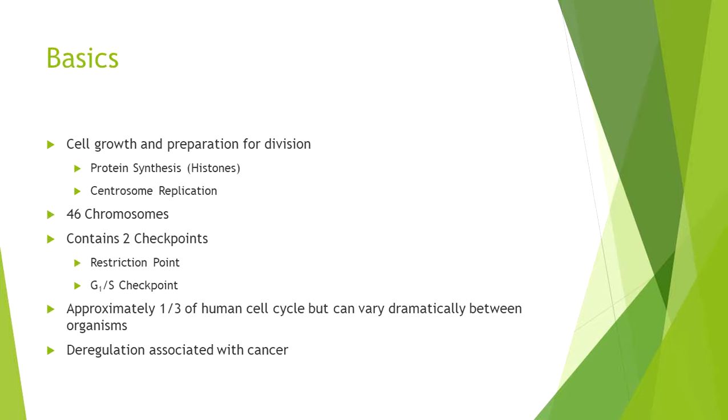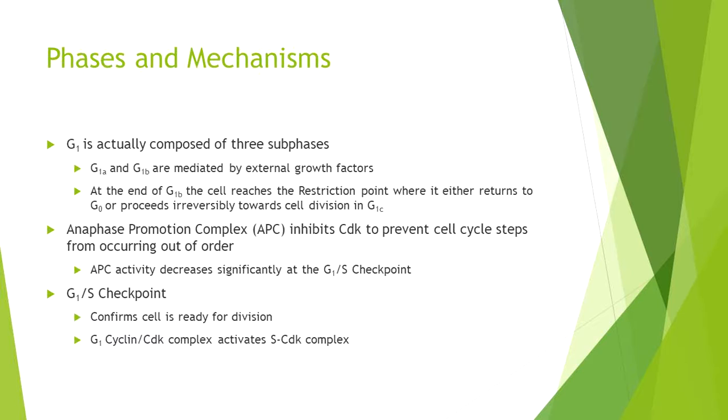In this phase, the cell grows and prepares for division by synthesizing various proteins, such as its histones, and replicating its centrosomes. The duration of this phase can vary dramatically between different organisms, and the deregulation of this phase is very closely associated with the development of cancers. This phase contains two checkpoints, the restriction point and the G1/S checkpoint.